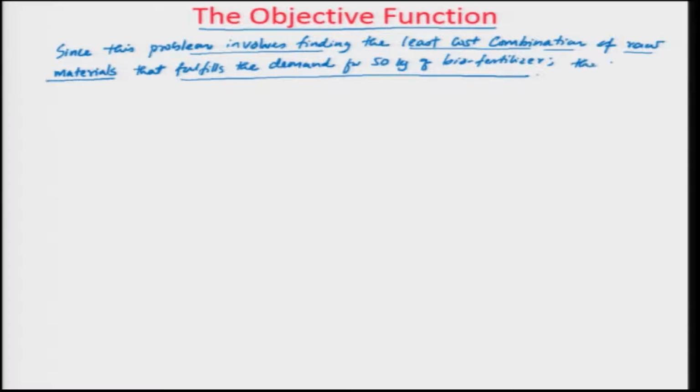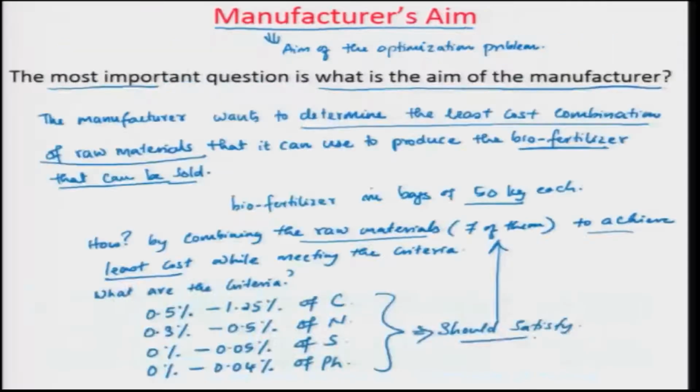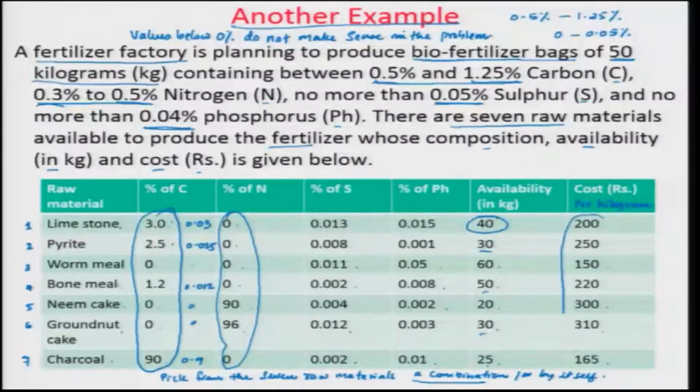Because of this, the objective function should simply be the cost of raw materials used. How can we write the cost of raw materials? Where do we get the cost of raw materials? The cost of the raw materials per kilogram is given right here. This is the cost of raw materials.